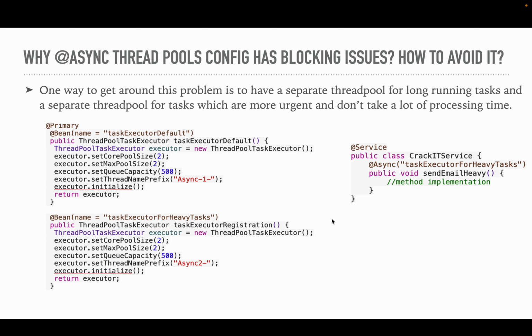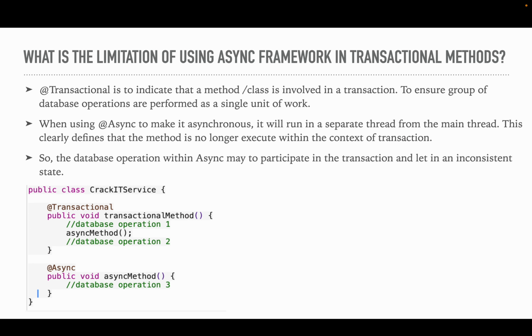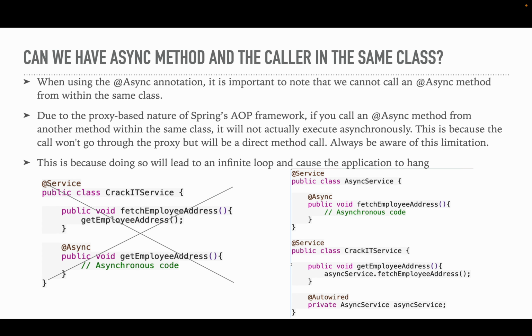How is it solved? For all the time-consuming operations, the thread will be taken from this thread pool executor, and this thread pool executor will always be available. In this way, the @Async thread pool's config blocking issue has been avoided. So even though @Async is a fancy mechanism, we need to be very careful while implementing the @Async annotation.